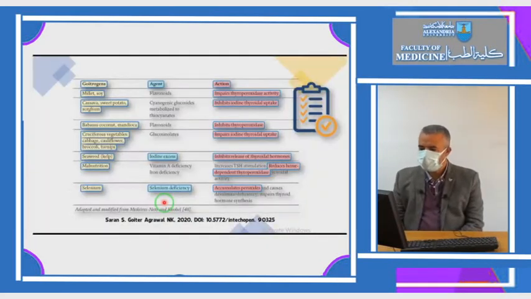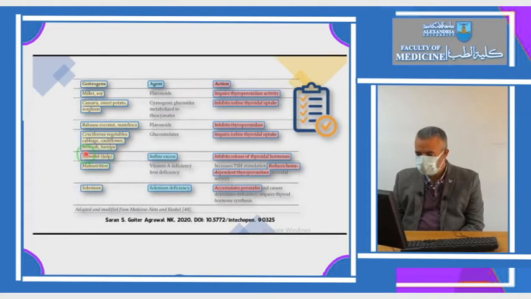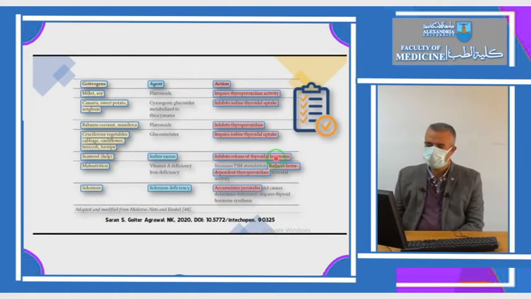So this is actually a whole list of what we call goitrogens, including the ones that I have shown to you and other ones, including the seaweed. The seaweed actually induces hypothyroidism or goiter through having an iodine excess, because iodine excess inhibits the release of thyroid hormones through what we call the Wolff-Chaikoff effect.